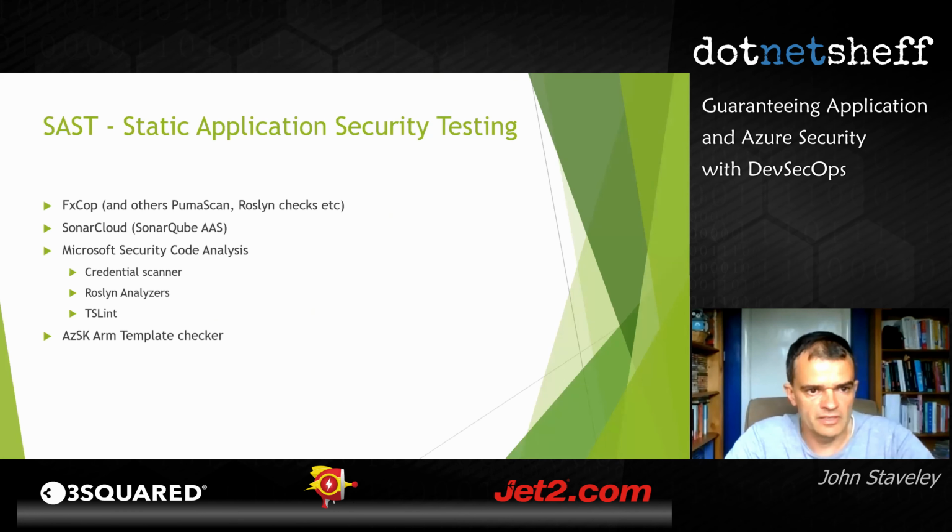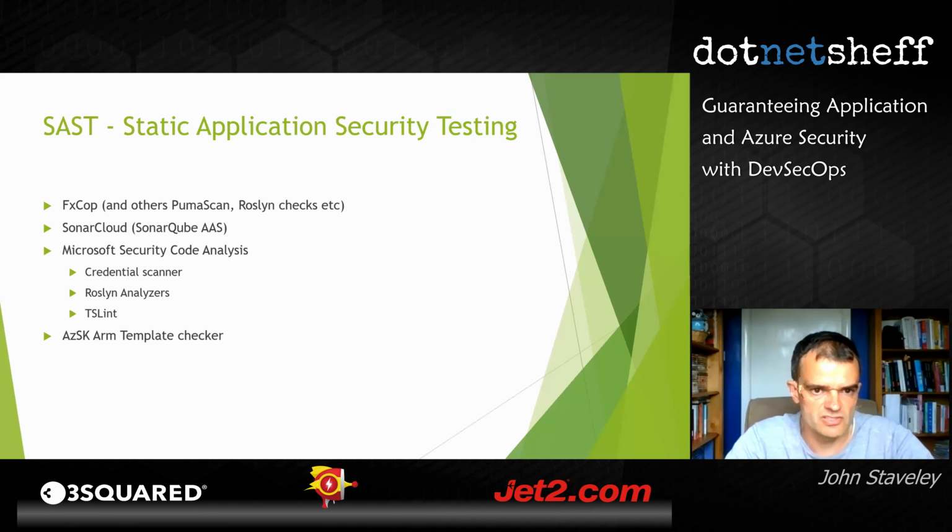And we're going into SonarCloud, which is SonarQube as a service, an online provider of code scanning. And then the Microsoft Security Code Analysis Toolkit. It's a big suite of tools, and there are 3 parts that are relevant here: the credential scanner, Roslyn analyzers, and TSLint. That checks our application code, and then we can check the platform using the ARM template checker, using the Azure Security Kit.